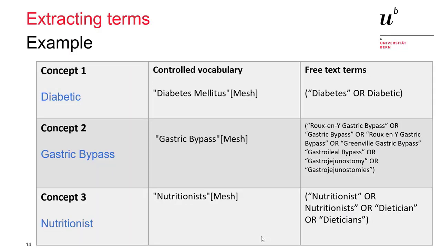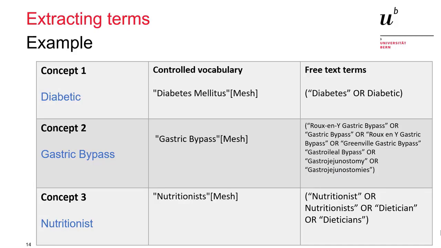Here is an example of what a full search would look like. We have the controlled vocabulary for each concept: diabetes mellitus, gastric bypass, and nutritionist. And then I went and found some free text terms, synonyms, or keywords that also work for each concept. Within each concept, the ideas are combined using the OR Boolean operator. This is because you want to build it out to find every paper you can for each concept. You will also combine the MeSH term using OR.